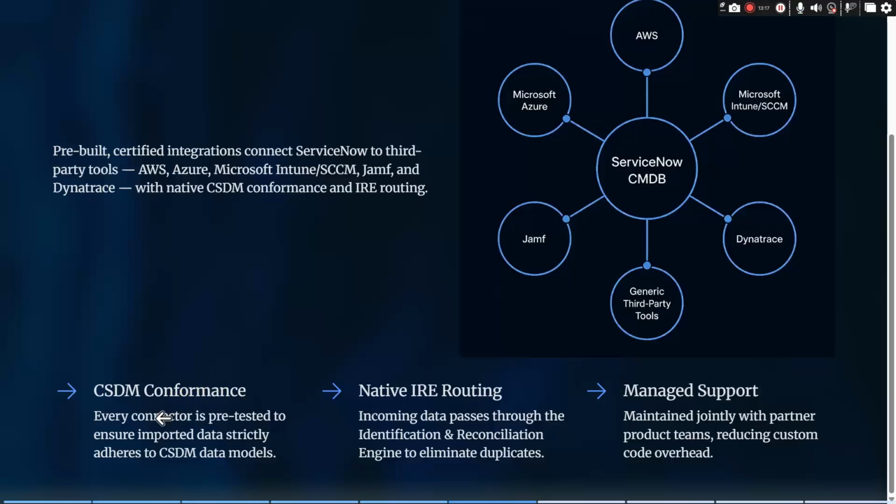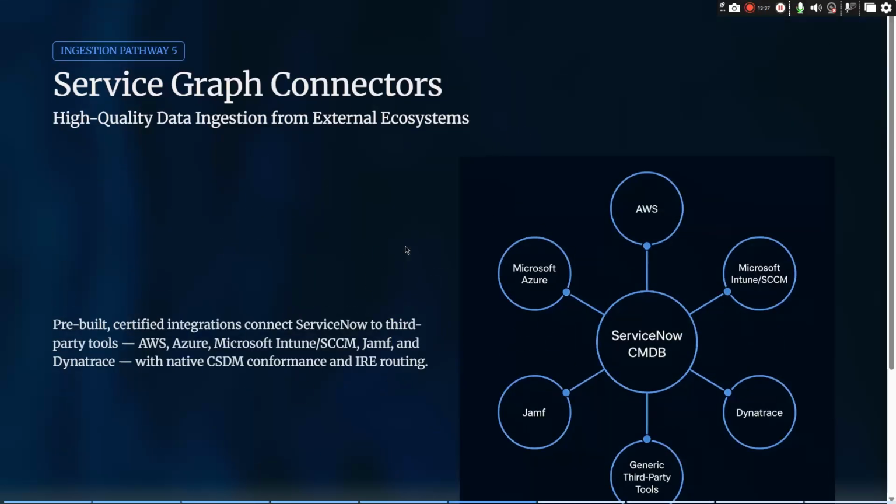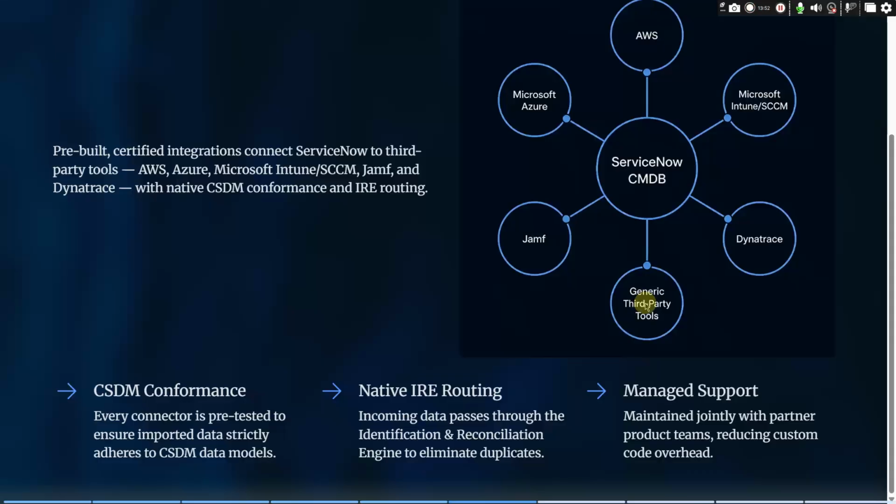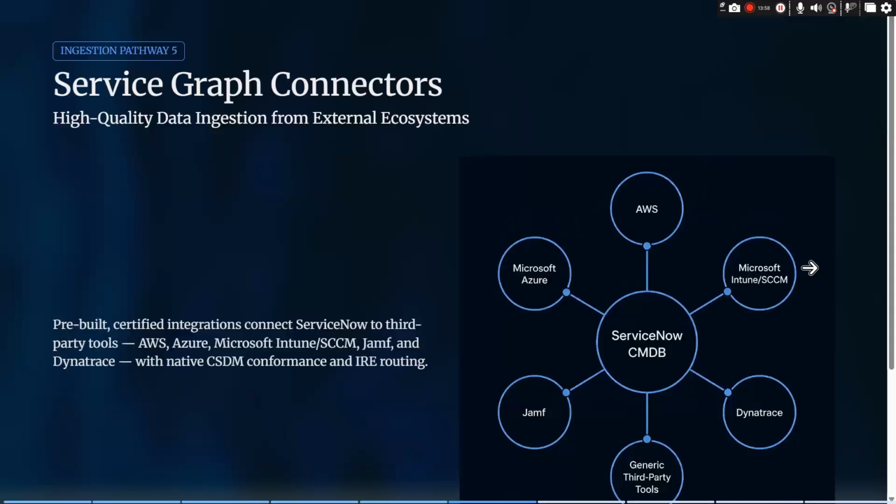Every connector is pre-tested and strictly adheres to the CSDM data model, and incoming data is processed through the Identification and Reconciliation Engine, so duplicates are eliminated. Support is maintained jointly with the partner products team, which should be maintained by third-party vendors, like AWS team employees, Azure team employees, Microsoft, sorry, Dynatrace, or employees of this kind of company should be involved in this part. So this is how it works.